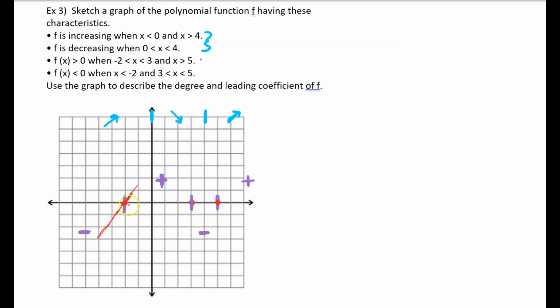Just look at the blue marks on top. Until 0. Because what happens at 0? It switches. It's telling me the direction changes. So now I'm turning around and I'm going downward. And where am I going to go down to? The next x-intercept.